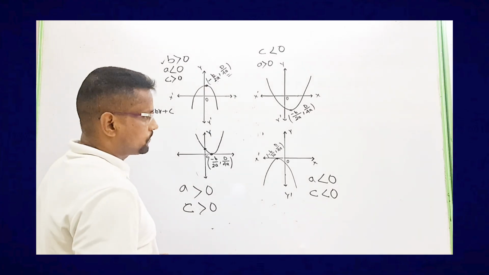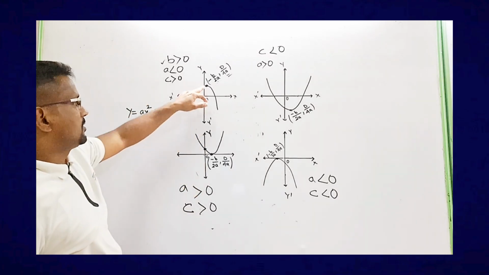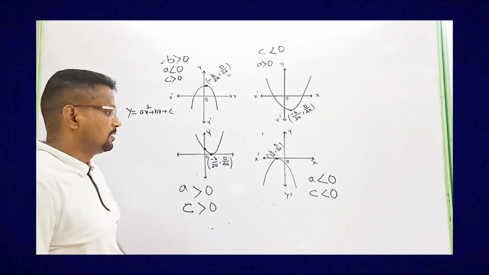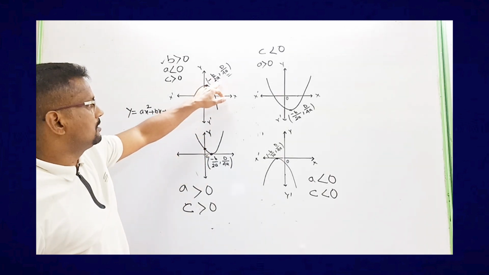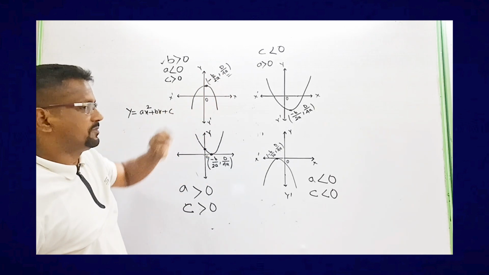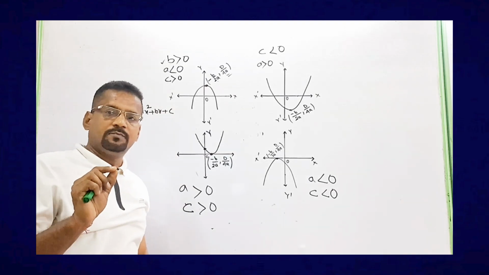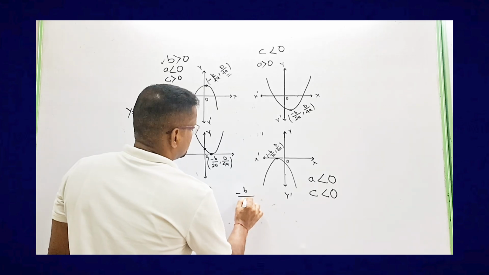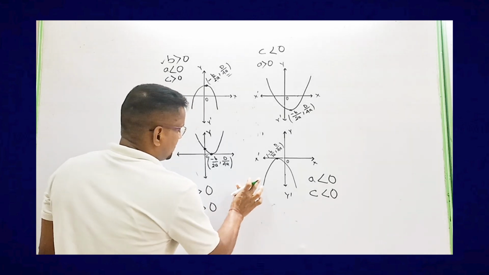Now you see, let me take this one at first. This vertex lies in what? First quadrant. And you just consider the x coordinate where b is present, because you are going to decide the sign of b. So here the x coordinate is minus b by 2a.